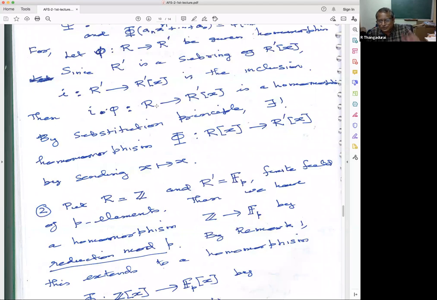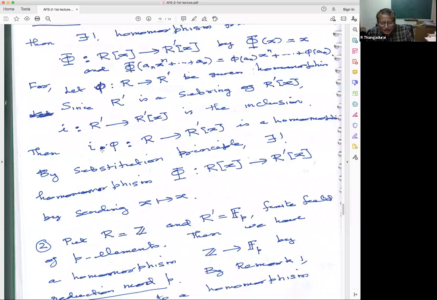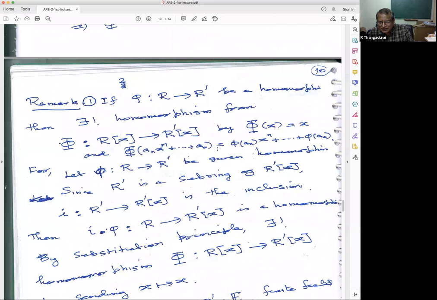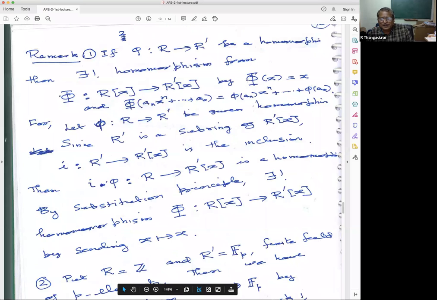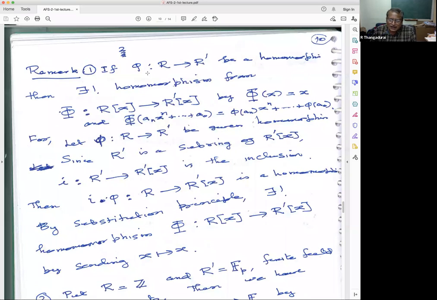Then I apply the substitution principle. That means there exists a homomorphism from Rx to R prime X, sending X to X. Since the composition map R to R prime X already gives me the right little phi of an, etc., this X going to X makes sure that this capital phi is nothing but what we wanted. So given a ring homomorphism from R to R prime, we can get a unique homomorphism from the polynomial ring of R to the polynomial ring of R prime using the substitution principle.